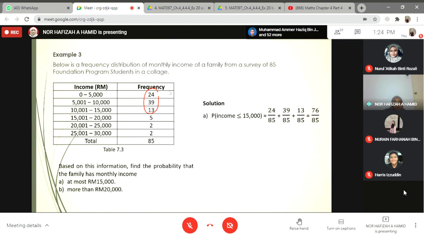Then it wants income more than 20,000. So for more than 20,000, if you refer to this table, these ones refer to more than 20,000. So you need to add 2 over 85 plus 2 over 85. So you will have 4 over 85. It is all put over the total of the frequencies, which is 85.